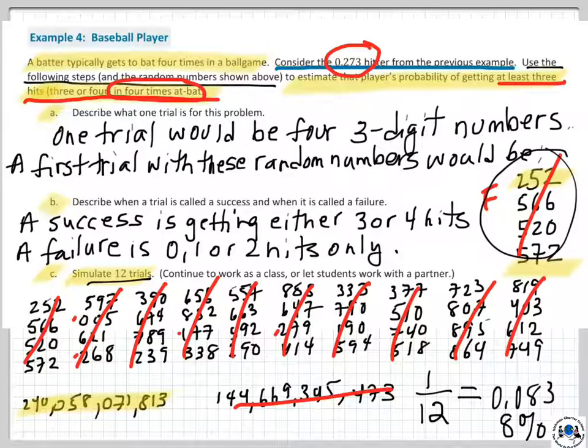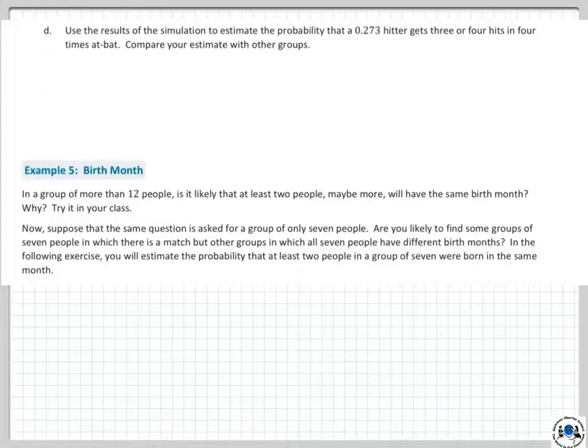That is just the probability of this particular hitter getting 3 or 4 hits at 4 times at bat. Pretty slim chance. You get a batter going 4 for 4, that's a low probability. Okay, so we went ahead and did that. And again, compare your estimate with other groups. We didn't have any other groups necessarily, but you can compare yours to mine. They'll be the same if you followed along with the random 3-digit numbers like I did. All right, so here we go.